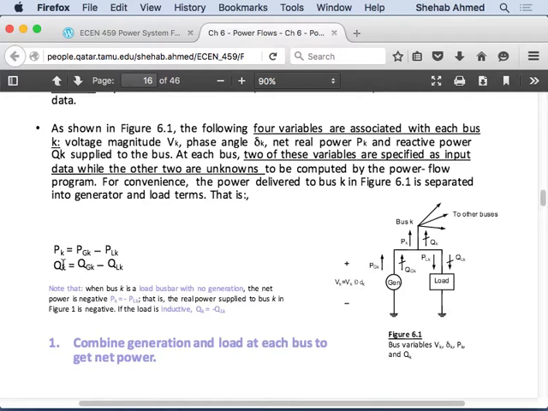You're going to design the electrical equipment, or specify that, or buy that to plug it into your system. So at a load bus, you will know P and Q, right? And then the unknowns in that case will be the voltage as a magnitude and an angle. So this is now the generator bus and the load bus.